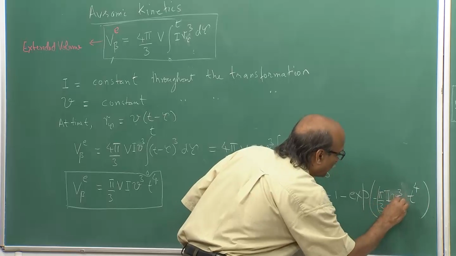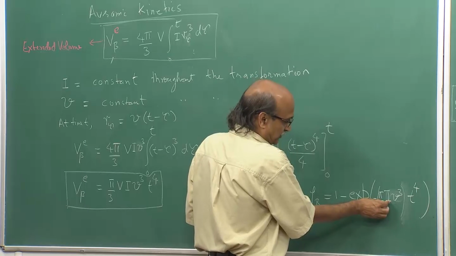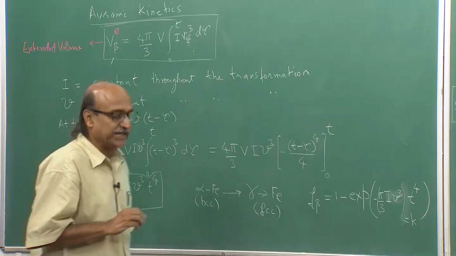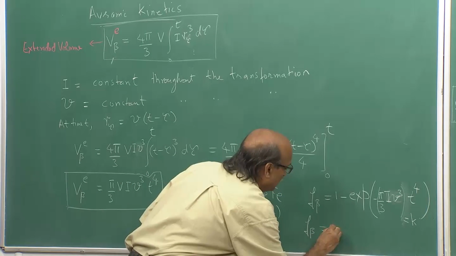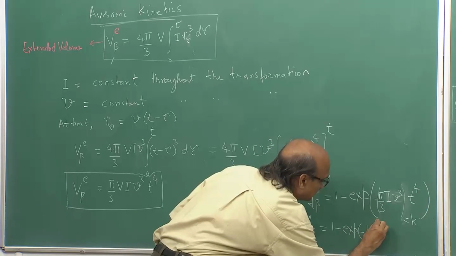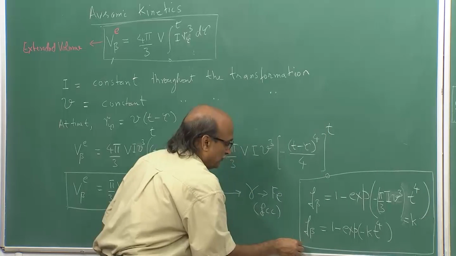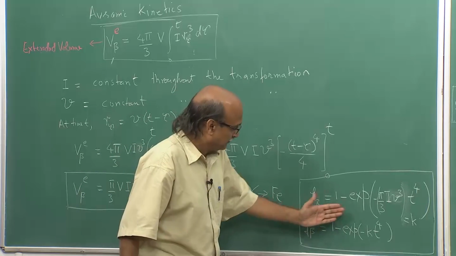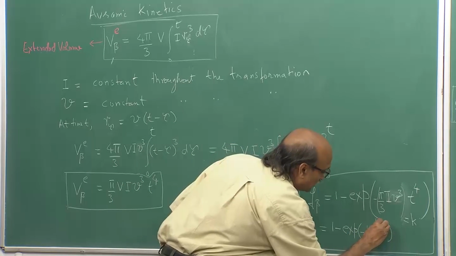If I lump all of these together, since all of these are constants, the nucleation rate as well as the growth rate, I can lump it into some constant parameter k. Then f beta would simply be 1 minus exponential minus k t power 4. So, this is telling me how the fraction of beta is transforming as a function of time, and the important thing to note here is that the time has an exponent of 4.